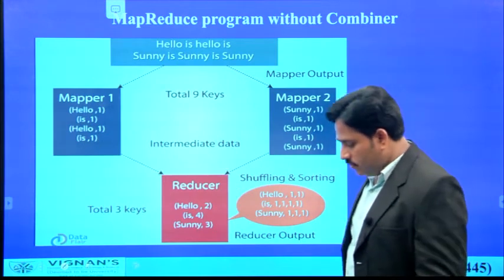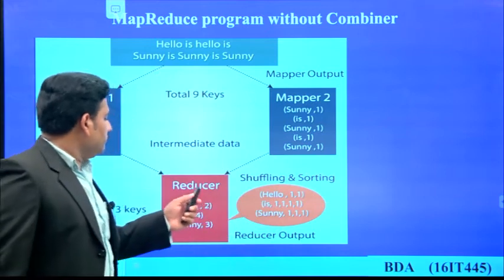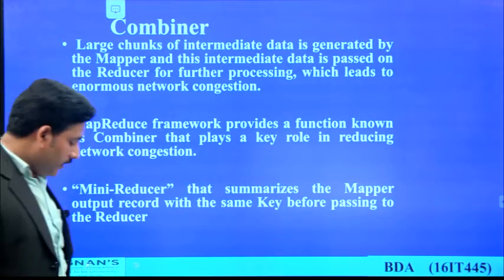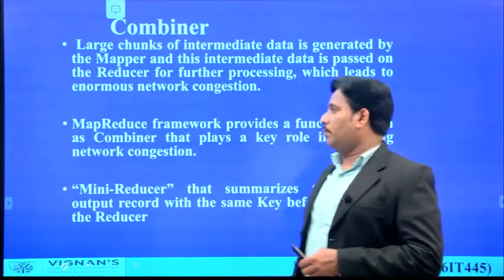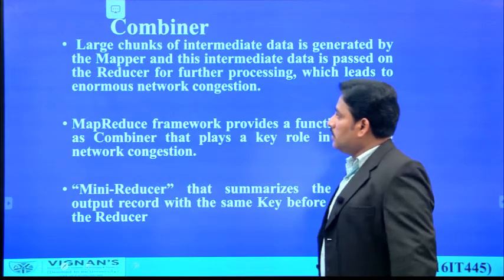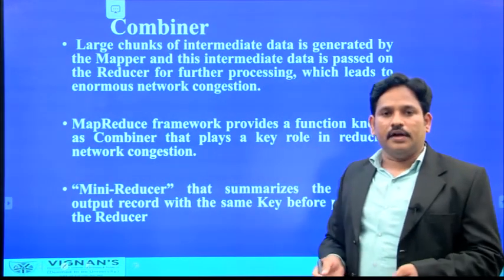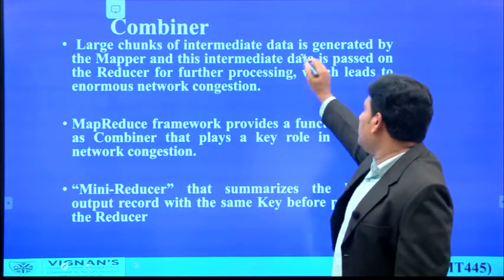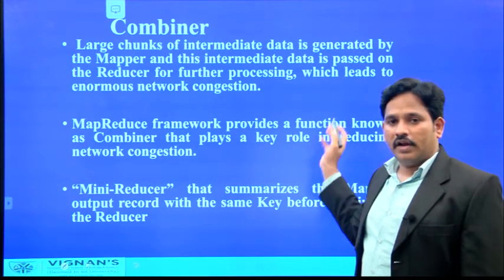Now we will see what happens without having a combiner, that means when we are not using a combiner in MapReduce, and what is the role of a combiner in real-time applications. Large chunks are divided into smaller pieces by generating intermediate key-value pairs using the mapper, and finally we are applying the reducer.